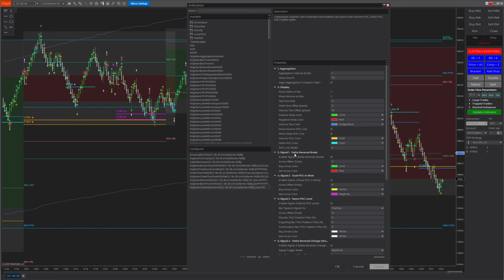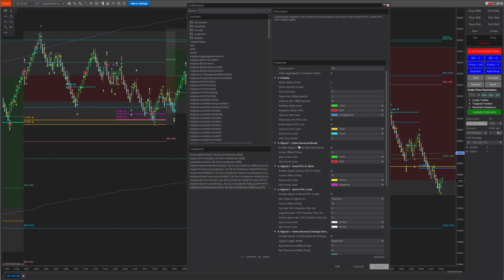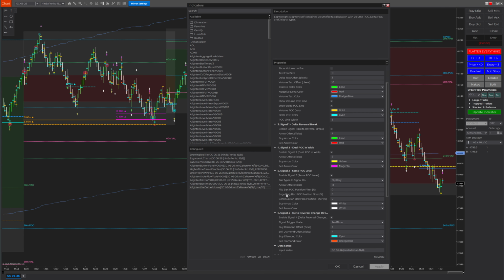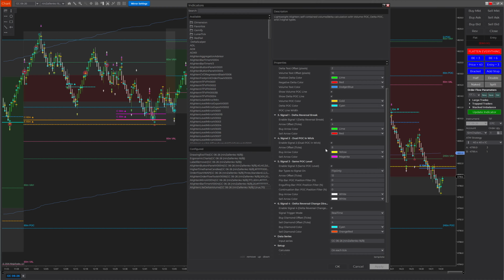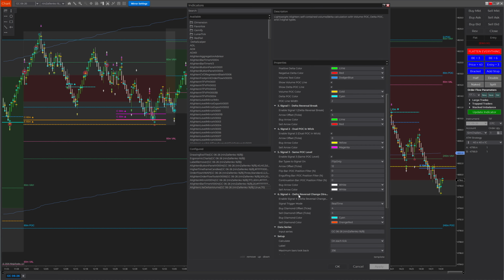It also has delta reversal break. So if there's a delta on the previous candle, and then the following candle breaks that level, that delta, or sorry, that divergence level, I think that's what that one is. Oh no, this is, and then we have this delta reversal change direction. I'm not 100% sure what all the different signals are, but there's some interesting signals there.